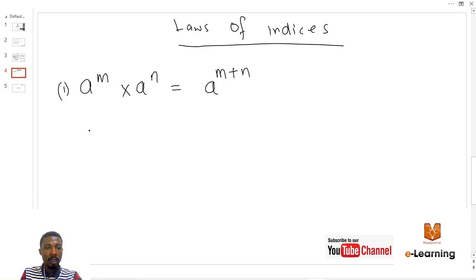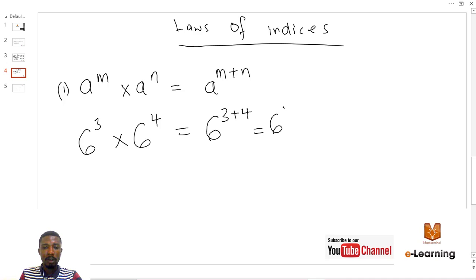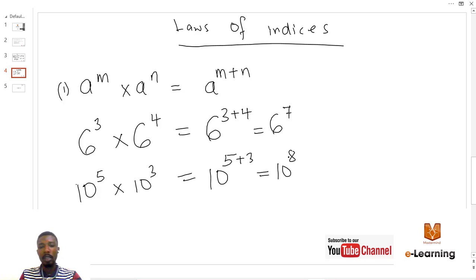For example, if I have 6 to the power 3 times 6 to the power 4, you repeat the base, which is 6, and then you add the powers. This will give us 6 to the power 7. If I had 10 to the power 5 multiplying 10 to the power 3, this should give us 10 to the power 5 plus 3, which is 10 to the power 8.